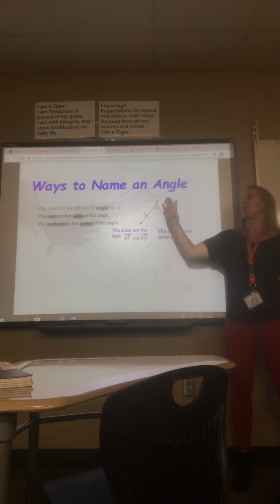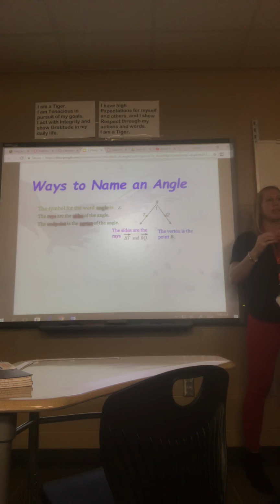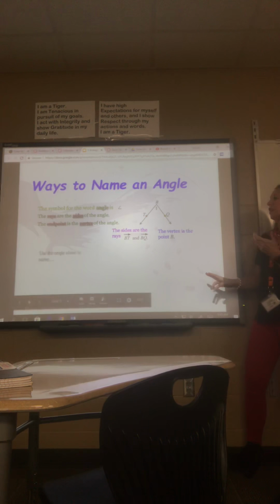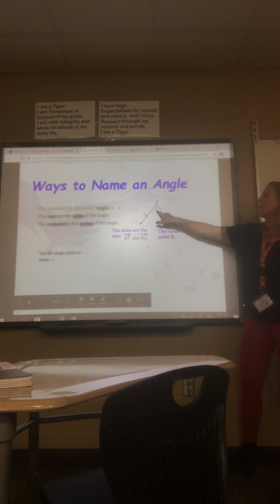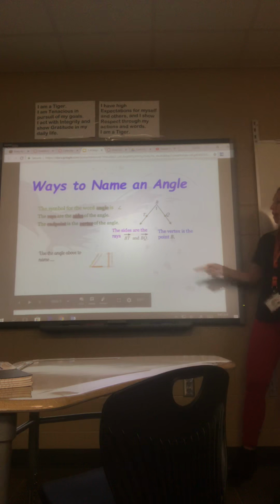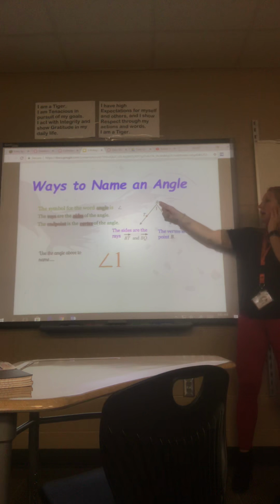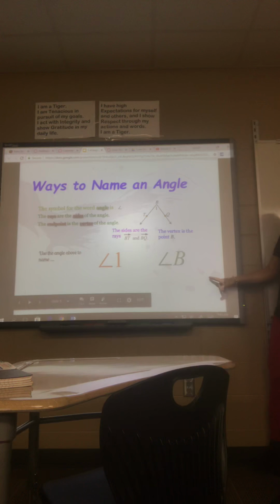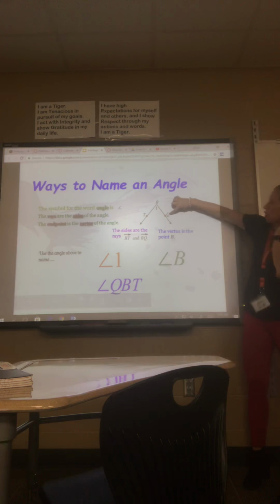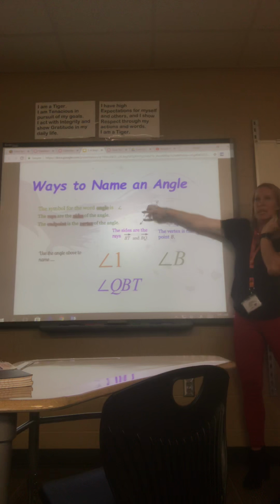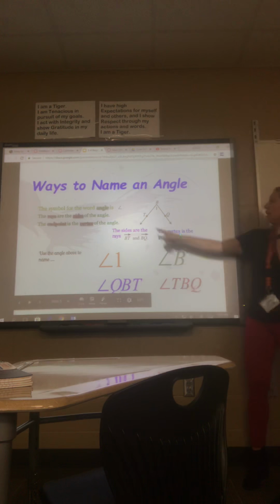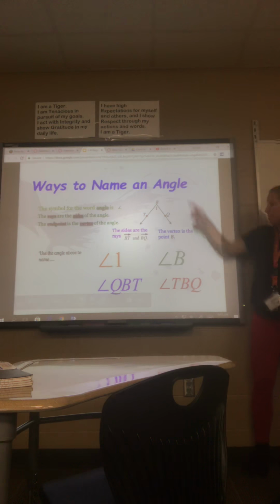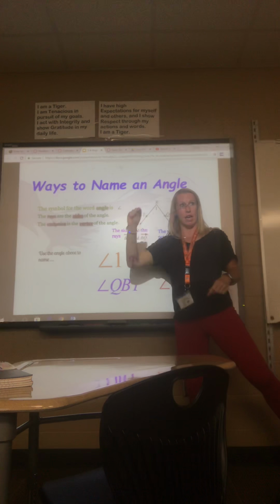Okay, so to name an angle, here's my angle right here. There are several ways to name the angle. You can name the angle by the number right in the middle. So I could name it angle 1 if I wanted. I could also name it by the vertex, angle B. I could also name it angle QBT or angle TBQ. But notice B has to be in the middle because that's the vertex.